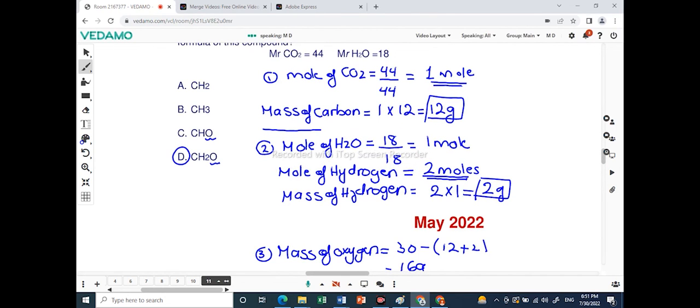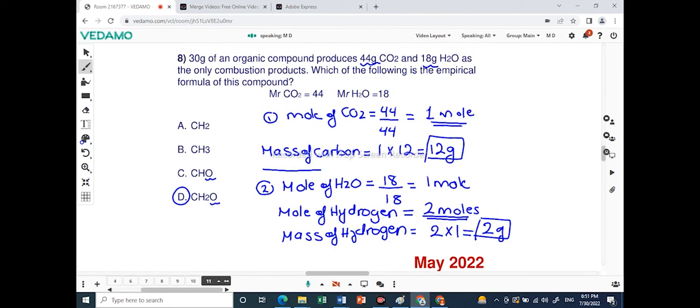I'm done with my lesson for today about empirical and molecular formula. This is the last practice question. If you take both lessons, empirical and molecular formula, part 1 and part 2, in these lessons I covered for you all the possible ideas from past papers taken for paper 1 and paper 2. See you in another lesson.